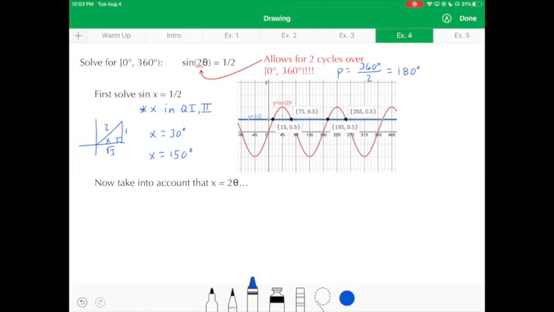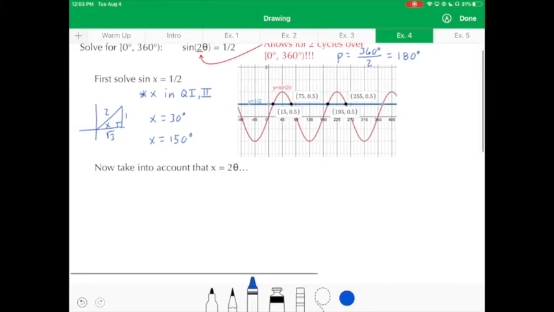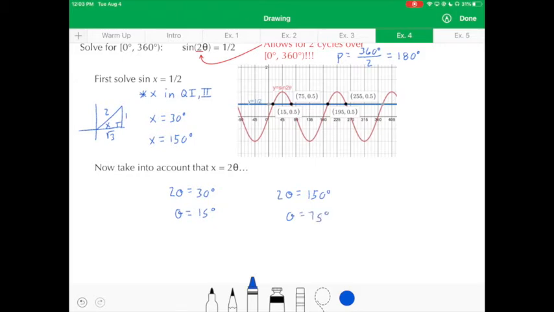All right, now we bring back into account that we're not really solving for x here, we're solving for 2 theta, okay? So x is the same as 2 theta here. That means 2 theta should be equivalent to 30 degrees, and it should also be equivalent to 150 degrees, right? That means theta could really be 15 degrees, or it could be 75 degrees. So right there are 2 solutions, okay? And those are the solutions over the first cycle of the curve, all right?